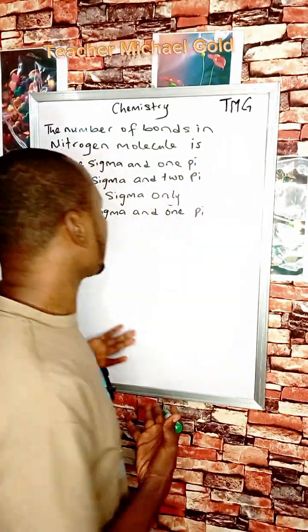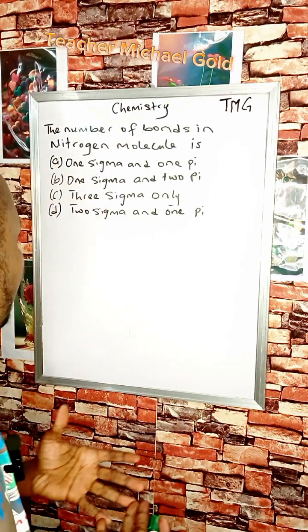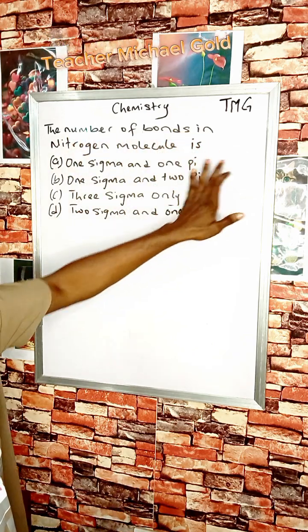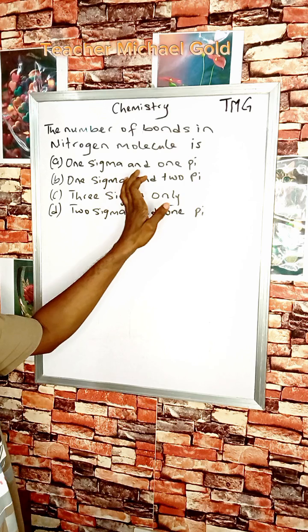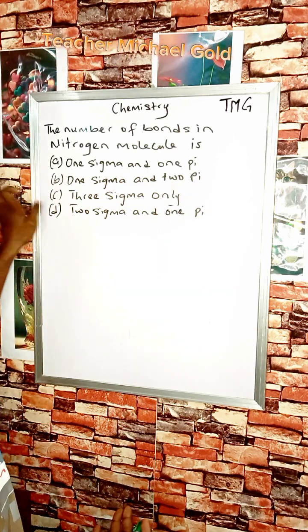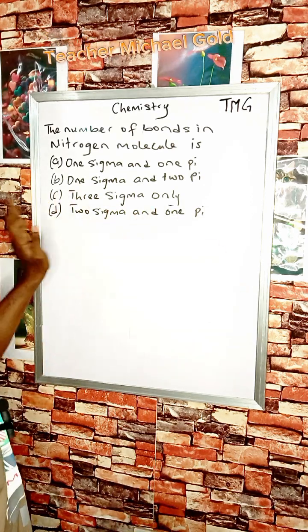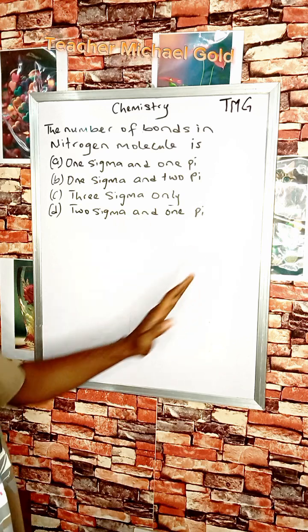There's a question for us on the board to solve. Let's read the question. The number of bonds in nitrogen molecule is: A, 1 sigma and 1 pi; B, 1 sigma and 2 pi; C, 3 sigma only; D, 2 sigma and 1 pi.